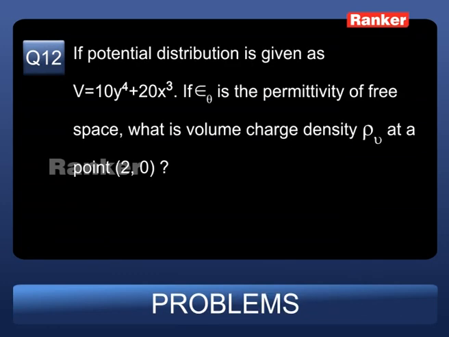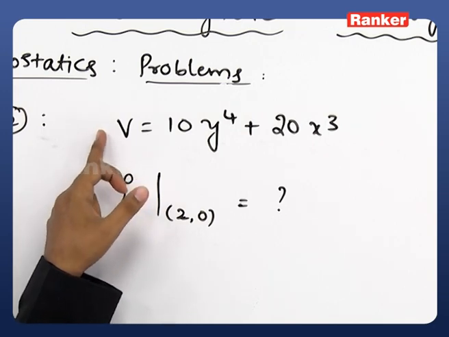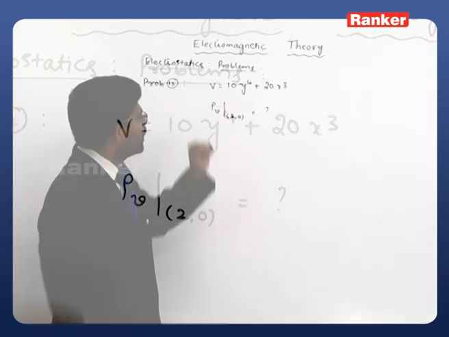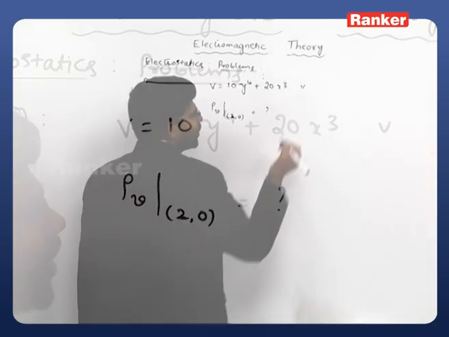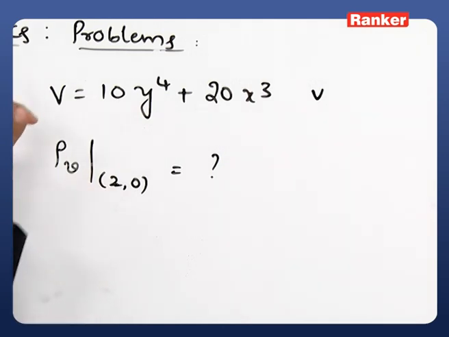Problem 12. If the potential distribution is given as V equals 10 y power 4 plus 20 x cube, and if epsilon naught is the permittivity of free space, what is the volume charge density rho v at the point (2, 0)? Here the potential is given to us, in volts, and we require the volume charge density using this potential.